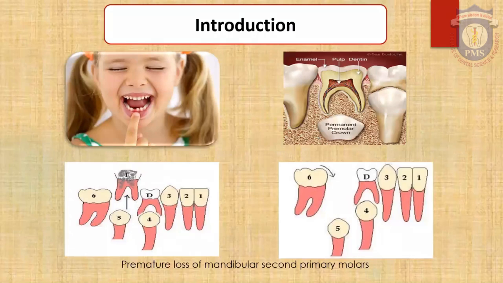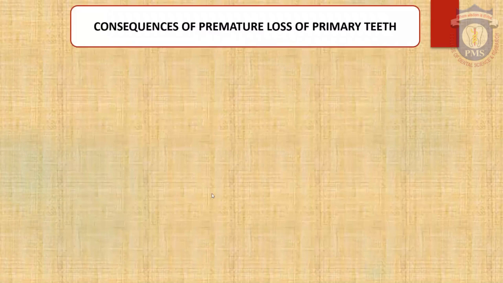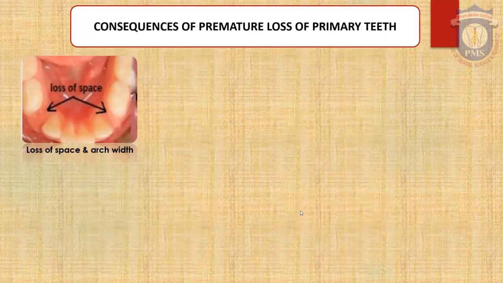The primary tooth plays an integral role in growth and development of the child. It helps in mastication, speech, aesthetics, and also it helps in guidance and eruption of permanent teeth. Any factor, that can be dental caries or trauma, that results in premature loss of a primary tooth can result not only in alteration in the permanent dentition, but also it affects the stability and eruption guidance of the permanent dentition. So let's see what are the consequences of premature loss of primary teeth.